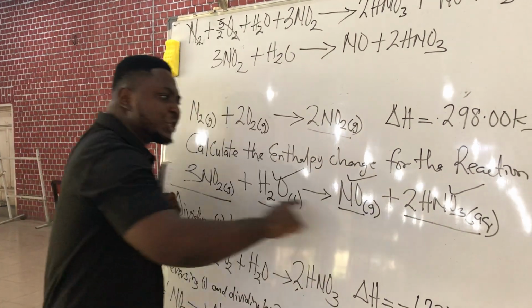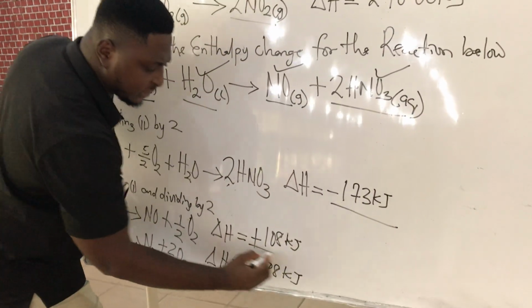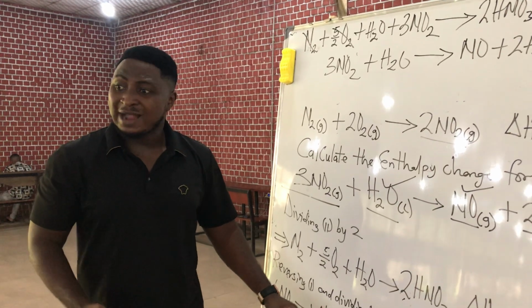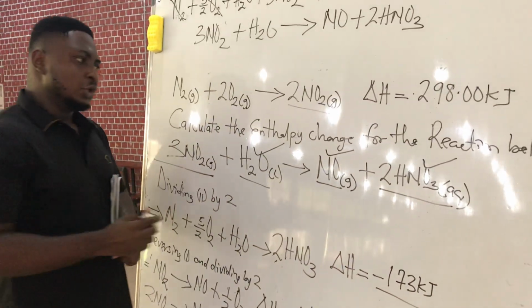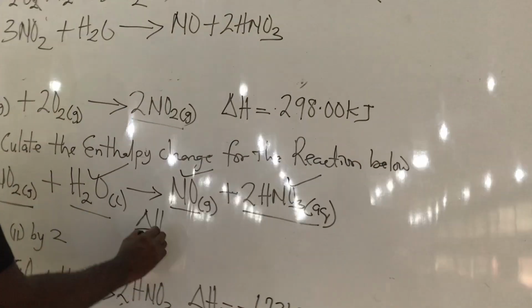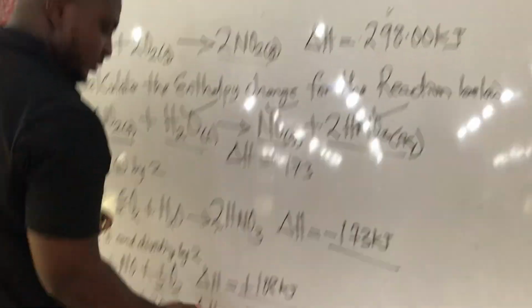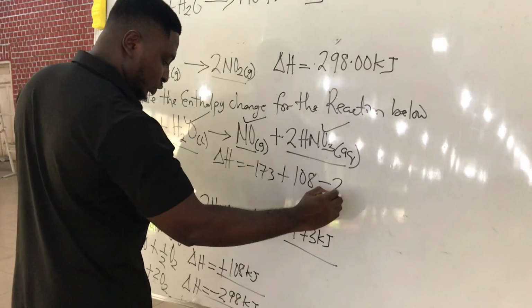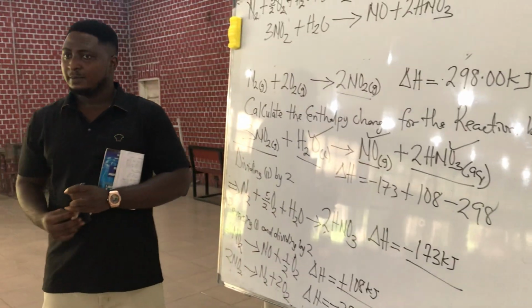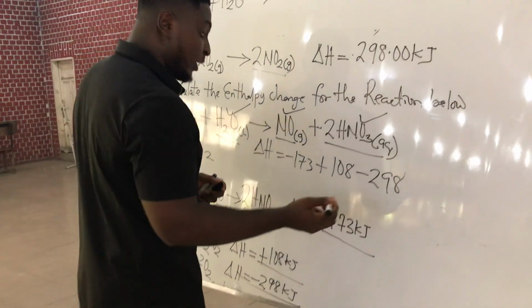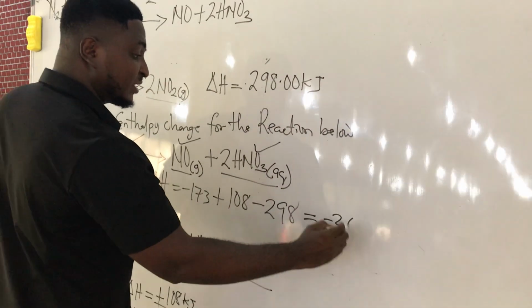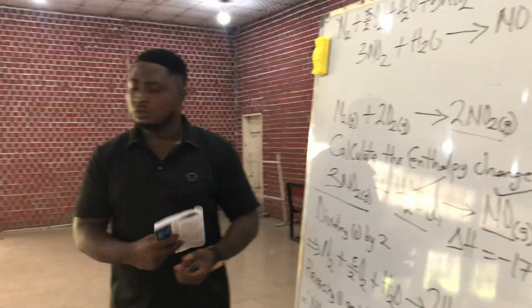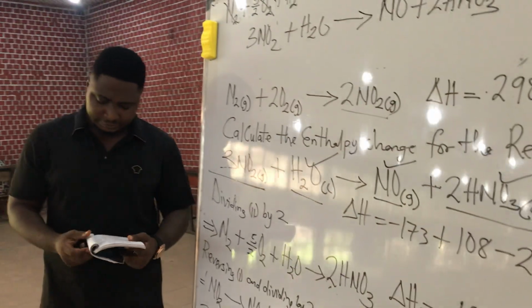To get the enthalpy change of this reaction, we're going to add up the enthalpy changes here, because we have now confirmed that these three reactions can be added up to give this. So change in H for this reaction, class, will be minus 173 plus 108 minus 298. Oh, someone has done everything. Minus what? Minus 363 kilojoules. Minus 363 kJ. Wonderful, class. Well done, class.